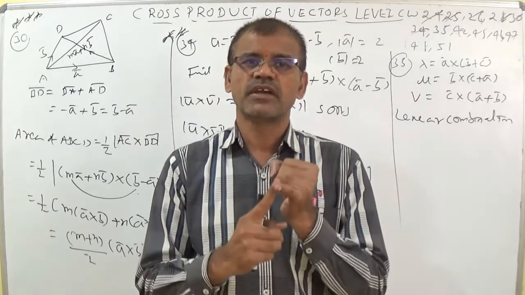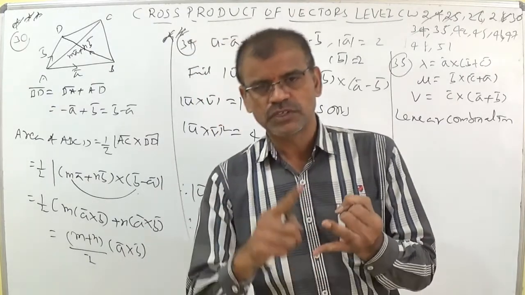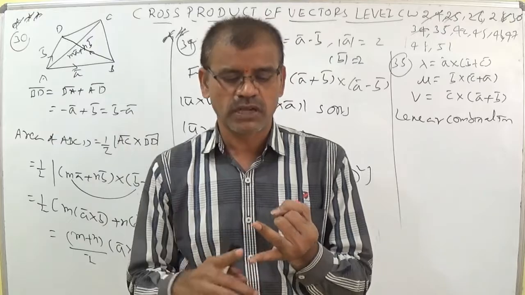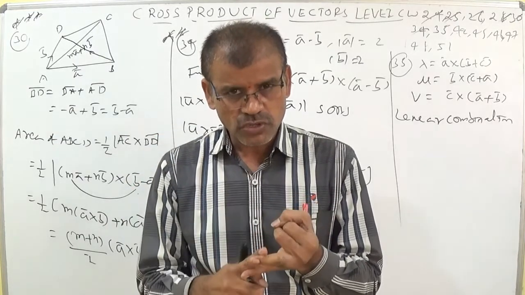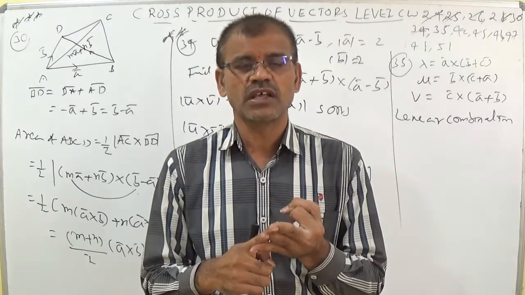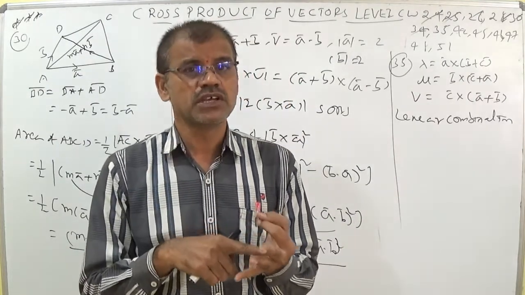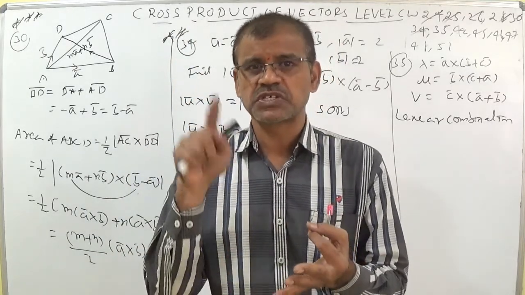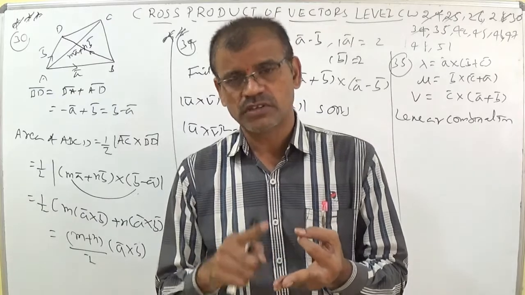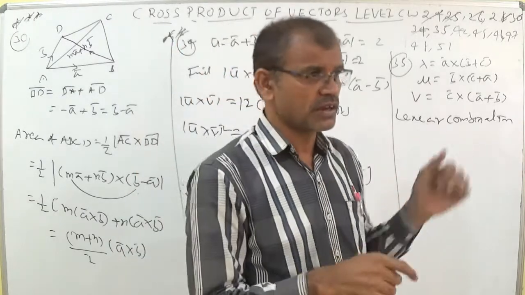In a linearly dependent combination, the total linear combination is 0, but the scalars x not equal to 0, y not equal to 0, z not equal to 0. So they are called non-zero scalars. In a linearly independent combination, the linear combination is 0 and the scalars also become 0: x equal to 0, y equal to 0, z equal to 0. They are called zero scalars. Plenty of times I discussed this, that is why I am not writing on the board.